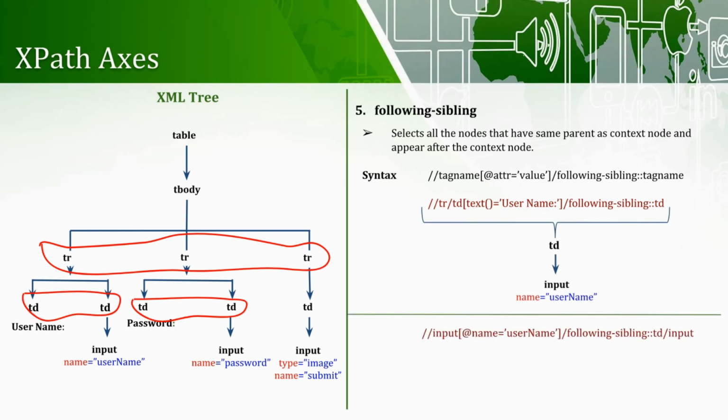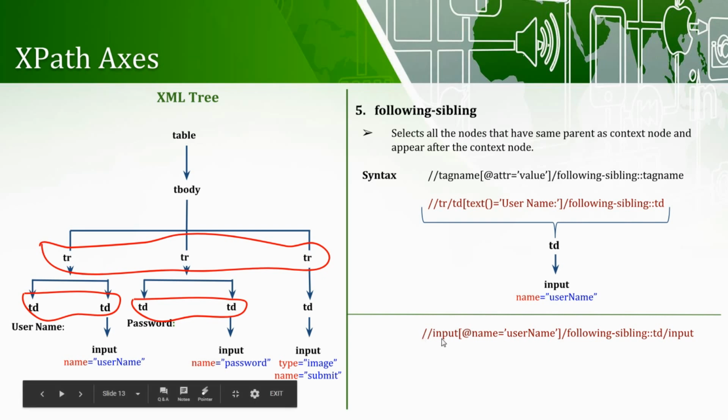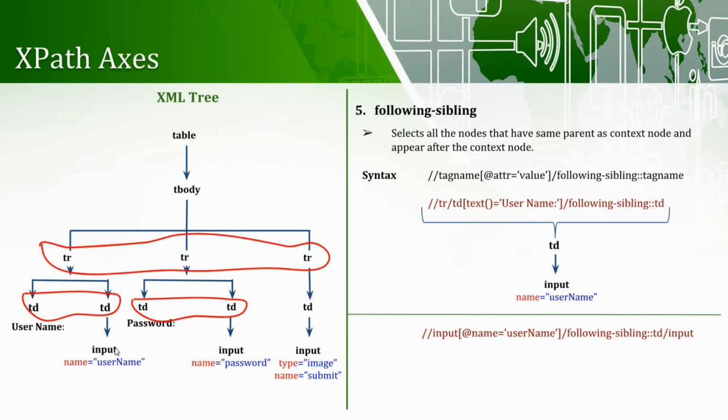Let's consider one more example. Now I'm saying //input. How many input nodes are there? Only 3. Then there is a condition in that where it says name is equal to username. So this is the only input that has attribute name equal to username. So this will act as our current node. Then I'm saying following-sibling, but this node does not have any sibling. It is the only child under TD. So the output of following-sibling is nothing. When the output of the following-sibling is no matches, there is no question of selecting td/input. So your output will be no matches.